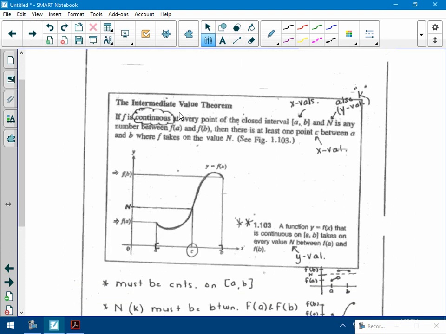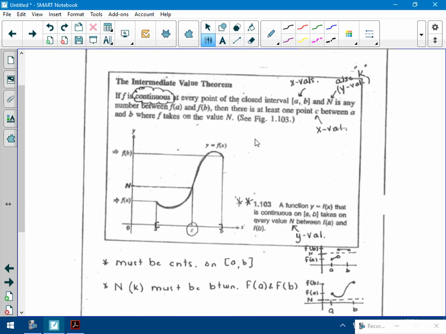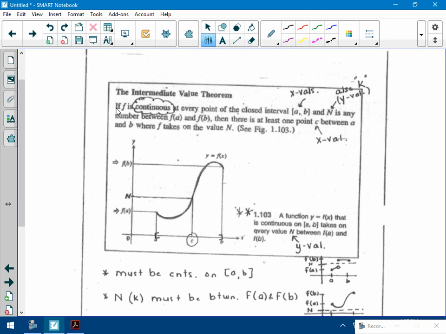Okay, let's talk about the intermediate value theorem. You just read it first and then we'll break it down again. If f is continuous at every point on a closed interval of a and b, sounds like the same as the max-min theorem so far, and N, capital N, is any number between f of a and f of b, then there is at least one point c between a and b where f takes on the value of N.